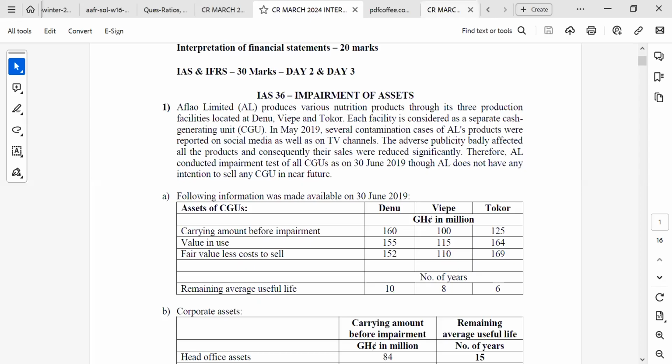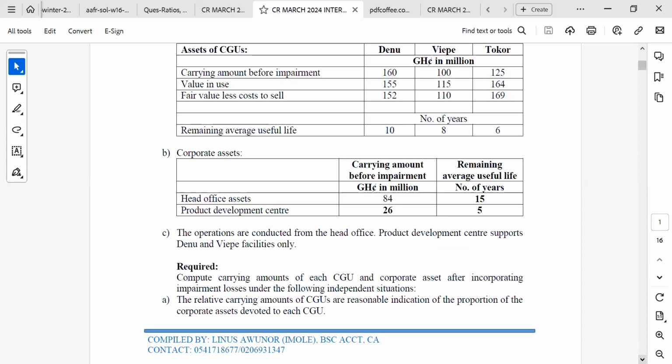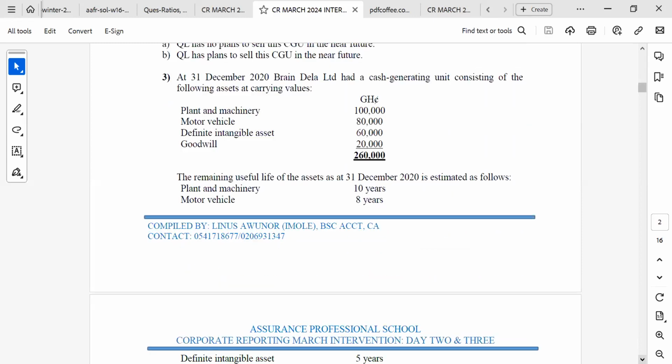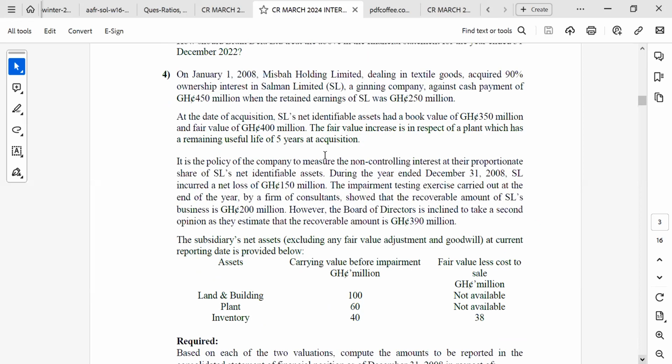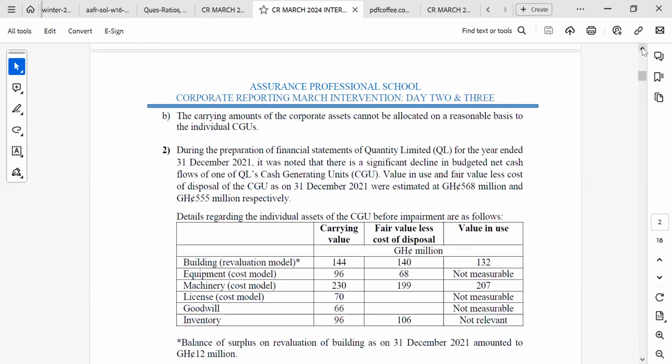So let's see whether we can take two questions each on the standards at least. If we can do maybe 4 of the standards today, maybe tomorrow we'll continue with the rest. So let's start with IAS 36, impairment of assets. We try to solve the first question and also the last question, which is question 4. Question 4 is about impairment of a subsidiary, which is an important area for corporate reporting. But question 1 is impairment of corporate assets.